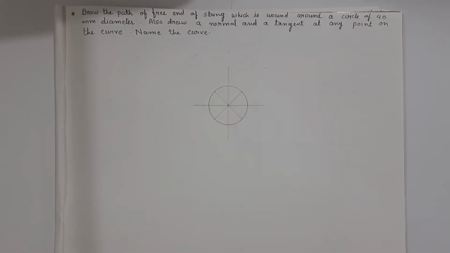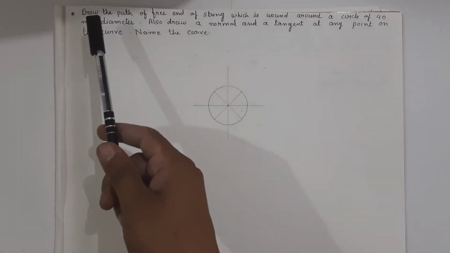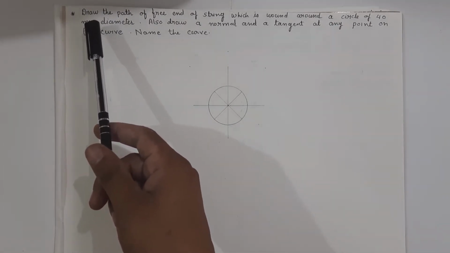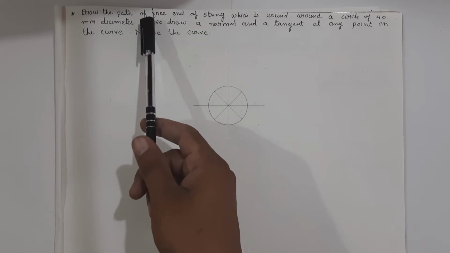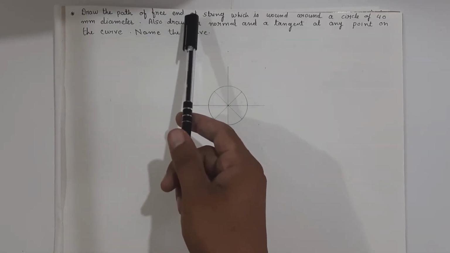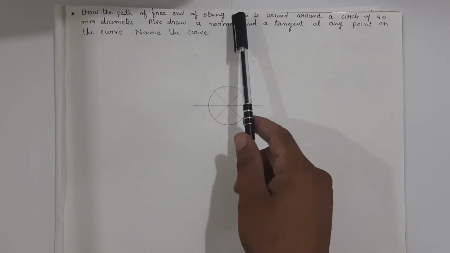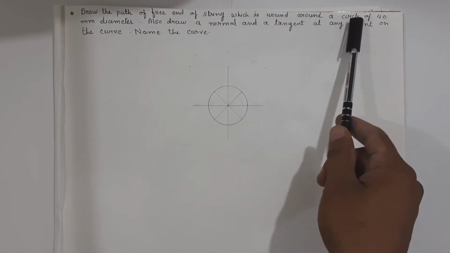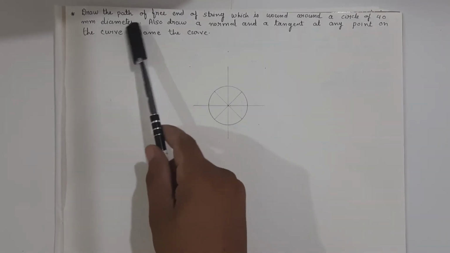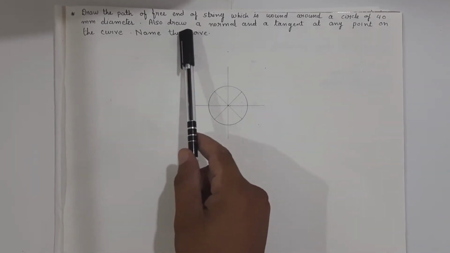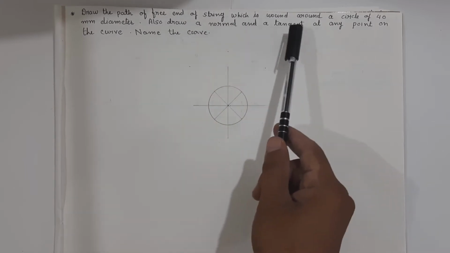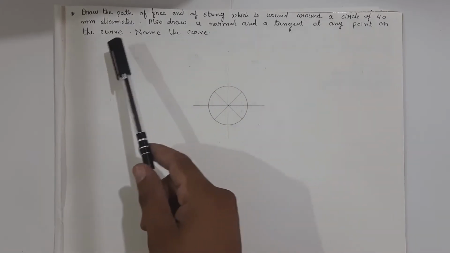Hello everyone. Today we are going to learn how to draw involute of a circle. So here the question is given. Draw the path of free end of the string which is wound around a circle of 40 mm diameter. Also draw a normal and a tangent at any point on the curve.